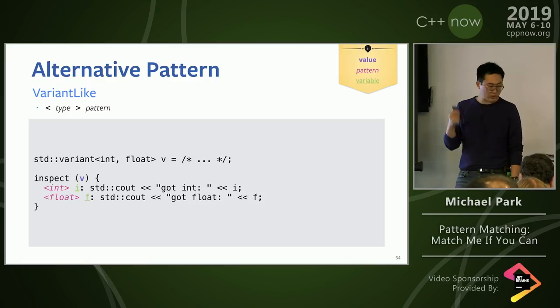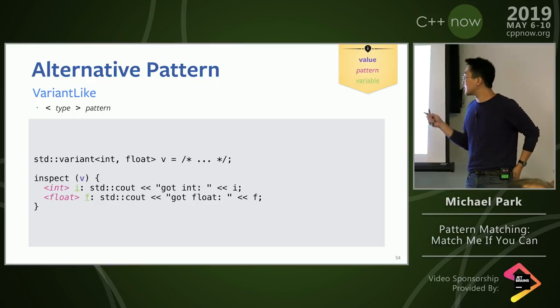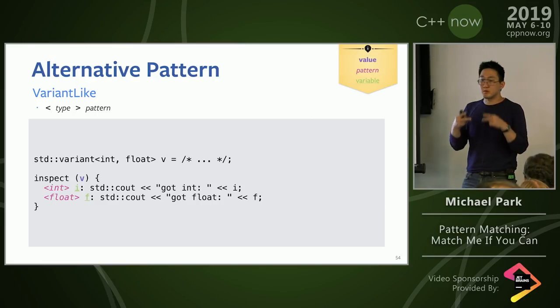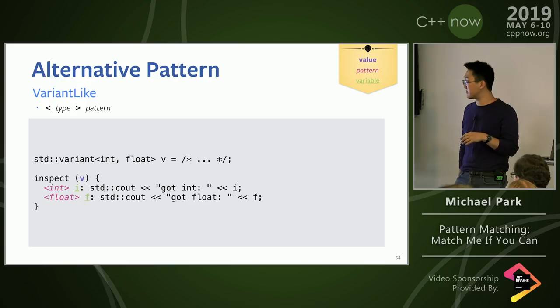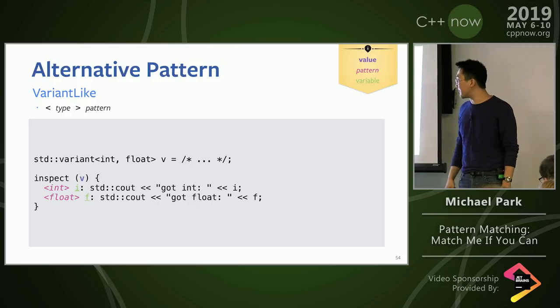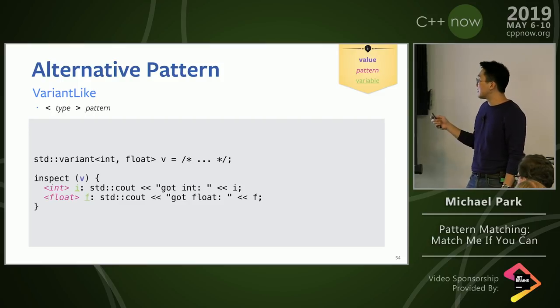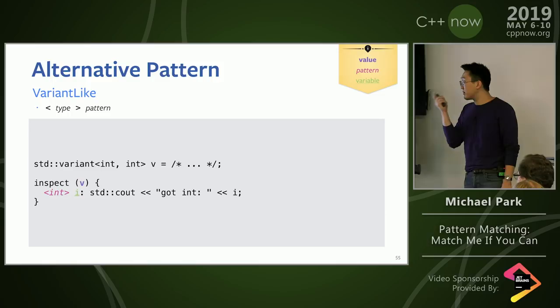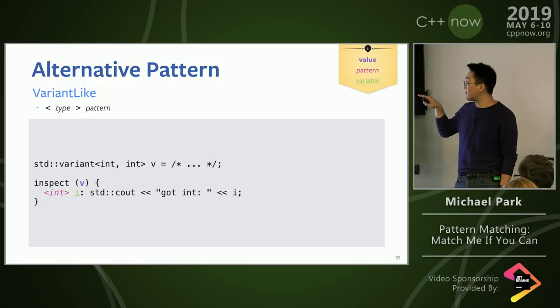This is the part where we want to make variants more useful, or maybe more usable. This is the typical use case for variant, where you could use the angle brackets, specify the type that you want, and then you can recursively match the pattern of the thing that's inside the variant. A simple example here is variant of int float. We're inspecting on that variant and then specifying int and float. And i would be an int and f would be a float. An important feature here is that it behaves similar to std::visit. So if you were to have a variant of int and you inspect with an int, both of those cases would dispatch to this one handler.